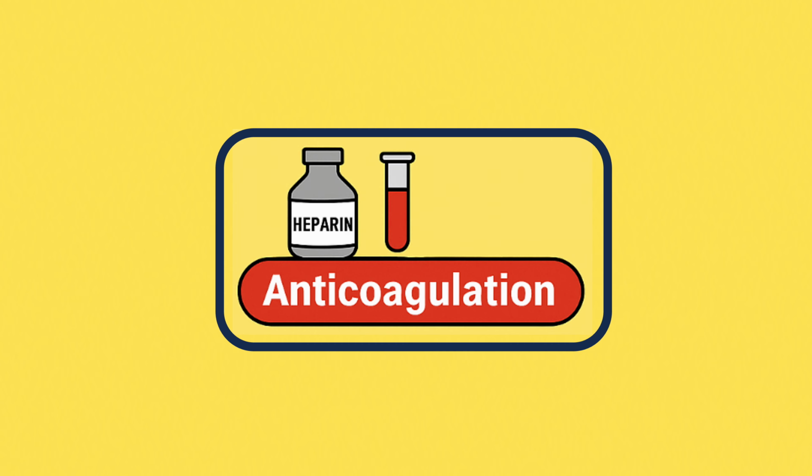Anticoagulation in ECMO is essential to prevent blood clots. Unfractionated heparin is the most commonly used agent due to the rapid onset, easy titration and reversibility. The activated clotting time, ACT, is typically maintained between 180 and 220 seconds. This target may vary based on bleeding risk.